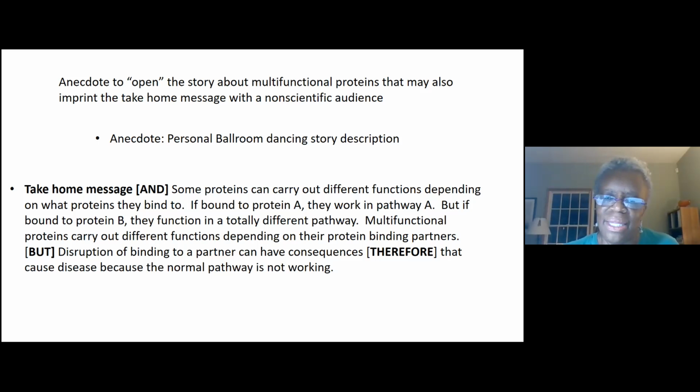So if I wanted to get the take-home message to people in this way, I could use that anecdote to start my story about this multifunctional protein research that we're doing in the laboratory. Any comments about that? Did you guys get it? Does it make sense? I think it's a really great analogy.